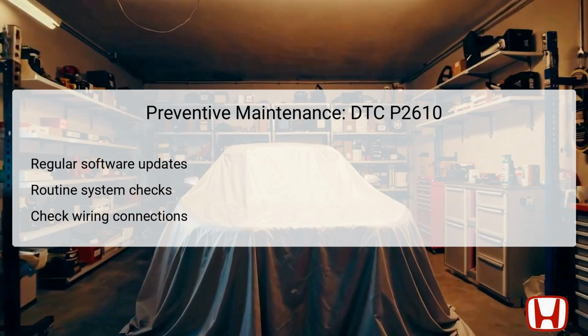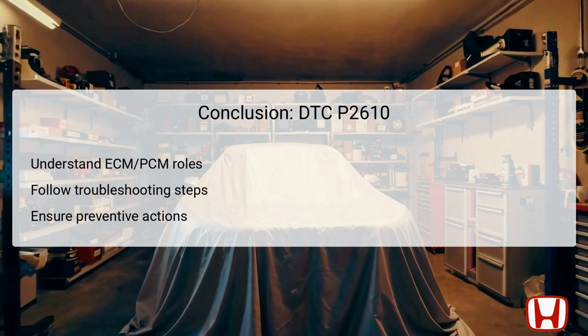repairs down the line. In conclusion, understanding the roles of the engine control module and powertrain control module is fundamental when diagnosing DTC P2610. Through the outlined troubleshooting steps, mechanics can systematically address the issues leading to this error code. Key actions include ensuring that software is updated, substituting known good units, and confirming repair results through diagnostics.